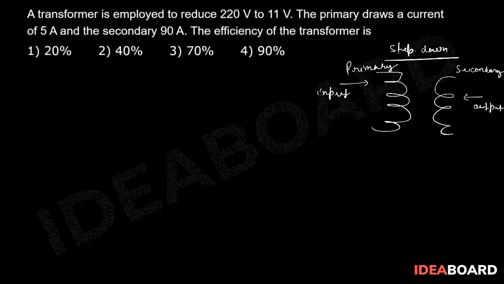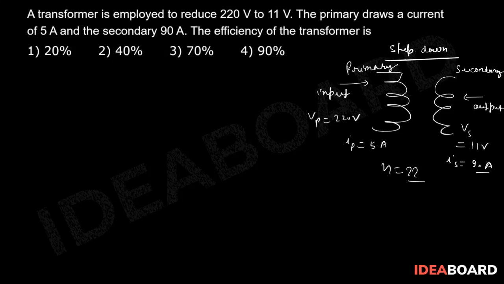So what is given? That input, so V primary is equal to 220 volts and V secondary, which is 11 volts. So it is decreasing the voltage. Current in primary, IP, is equal to 5 amperes, and in secondary, IS, is 90 ampere, right? Now the efficiency of the transformer they are asking, so they are asking the value of eta.